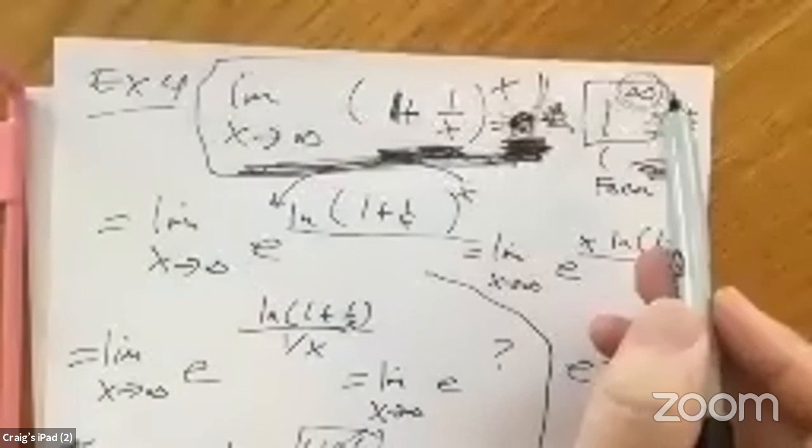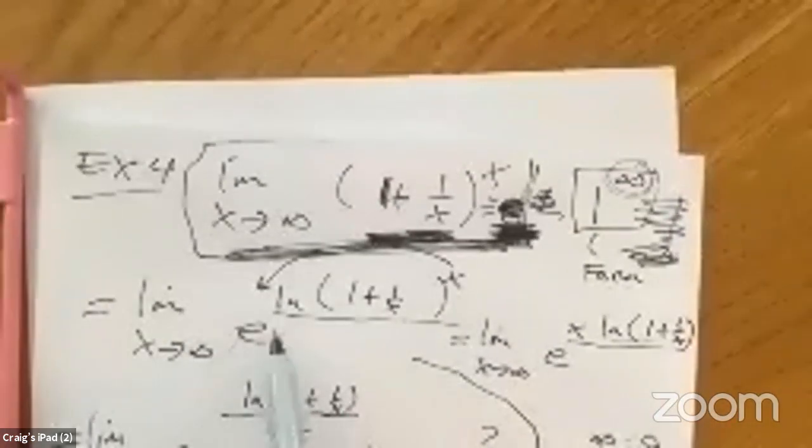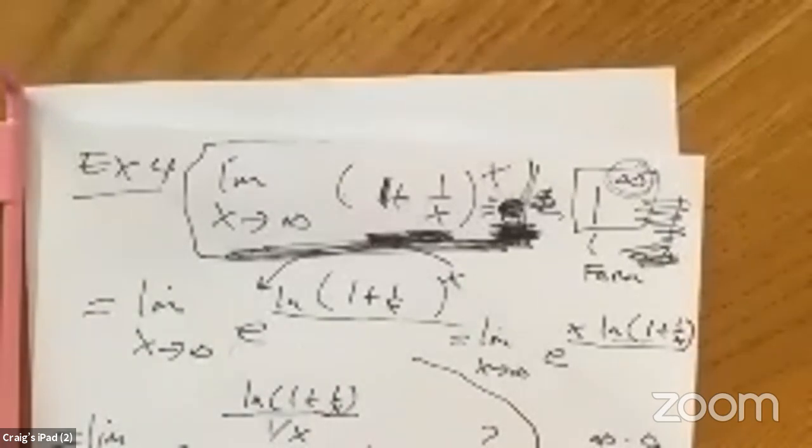Okay, so that's the big trick there, is taking 1 to the power of infinity and taking the exponent down by doing the e to the natural log. Are there any questions at all about that?